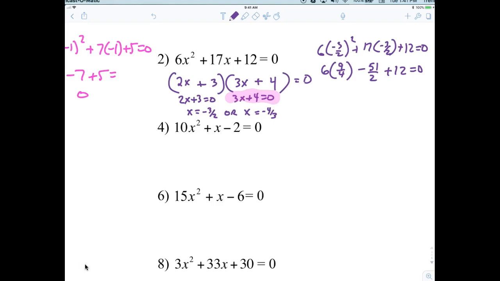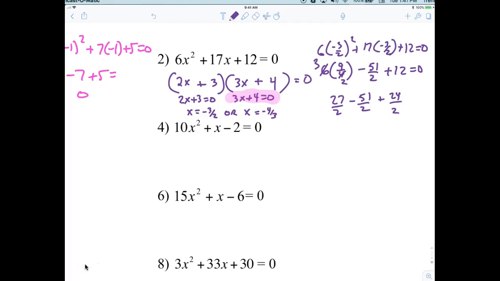What is 6 and 4? That reduces to a 3, and that reduces to a 2. 3 times 9 is 27, so I have 27/2 minus 51/2 plus what? 24/2. Now how did I get 24/2? Because if I have 12 wholes, I have what? 24/2. Everybody agree with that?